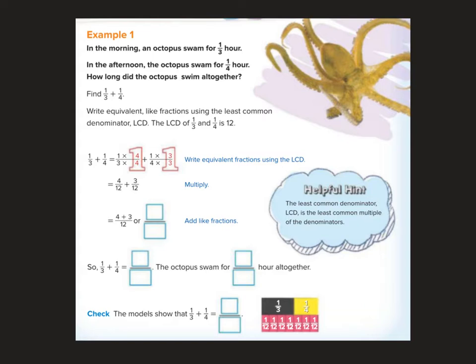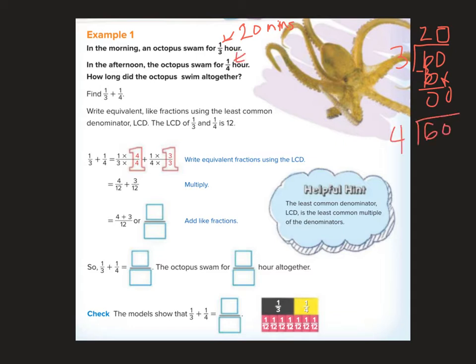Okay, so I want to talk about this. 1/3 of an hour, what would that be? If I took 60 minutes and divided it into 3 equal parts, I would get 20 minutes. So 1/3 of an hour is actually 20 minutes. And then 1/4 of an hour is if I took 60 and I divided it into 4 equal parts, which would be 15 minutes. Okay, so there we go.